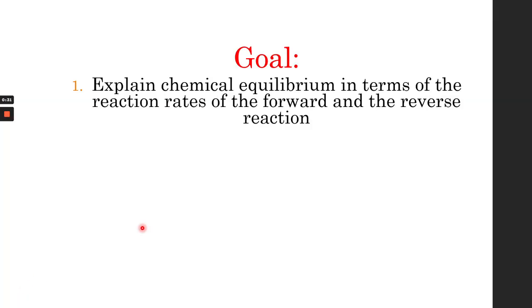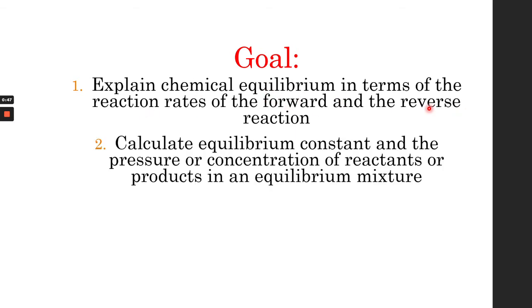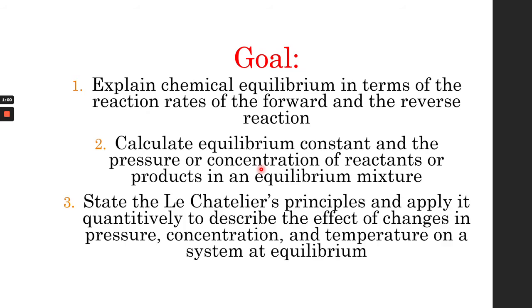to be able to understand is to explain chemical equilibrium, especially in terms of the reaction rates of the forward and the reverse reaction. So we are going to talk about chemical equilibrium and what forward and reverse reactions are. Also, for you to be able to calculate the equilibrium constant, we are going to talk about the equilibrium constant as well, and the pressure or concentration of reactants or products in an equilibrium mixture.